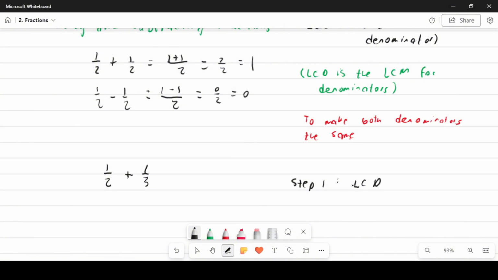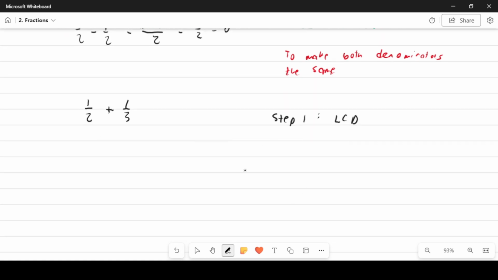How do we do this? We've already discussed this at length. Remember, we said that the LCD is the LCM for denominators. So therefore, we're just basically finding the LCM for 2 and 3. So how would I do that? I'll have 2 and 3. 2 is a prime number, so it can only be 2. And 3 is a prime number, it can only be 3. So these are the prime factorization for 2. And this is the prime factorization for 3.